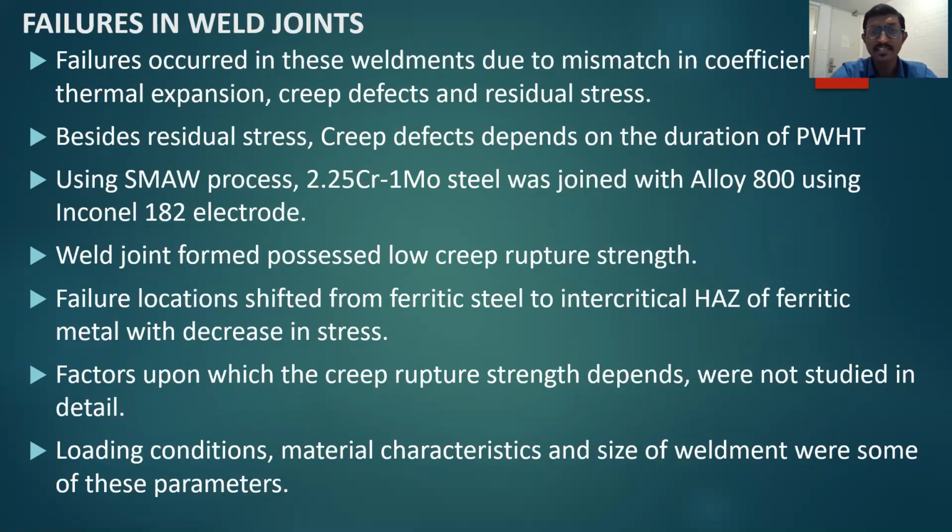All these studies have overall analyzed the behavior of creep failures in dissimilar weld joints and the factors causing failures. However, no studies were undertaken to determine the factors affecting the creep rupture strength of dissimilar weld joints. These factors include stress levels or loading conditions, weld bead size, material characteristics, and so on.